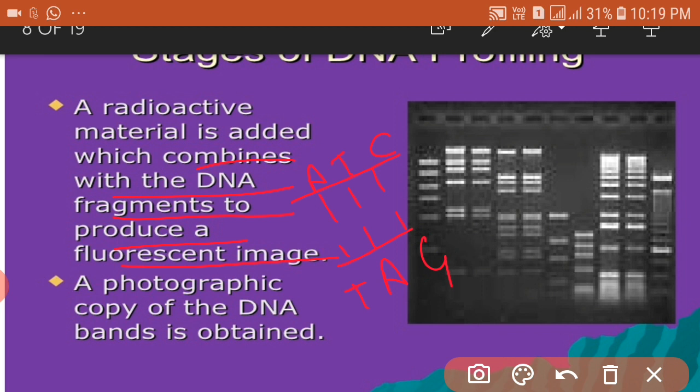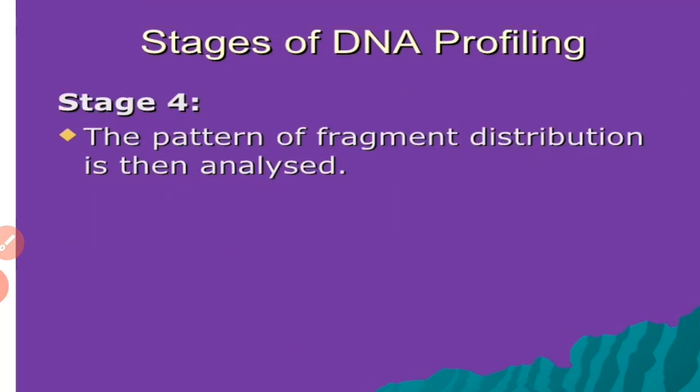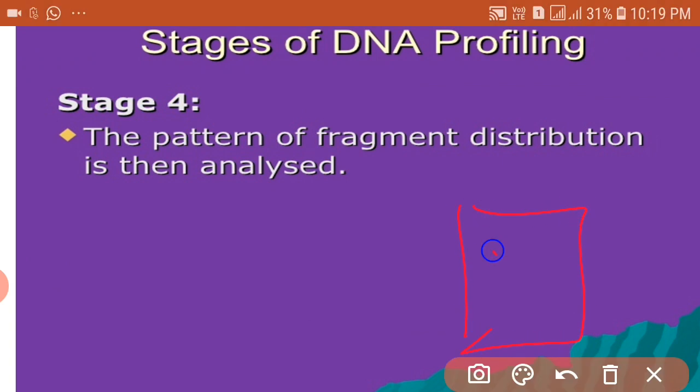Photographic X-ray film will be placed on the nitrocellulose sheets, and then a photographic copy of the DNA bands is obtained. Then the pattern of the fragments' distribution is analyzed and the X-rays are seen.